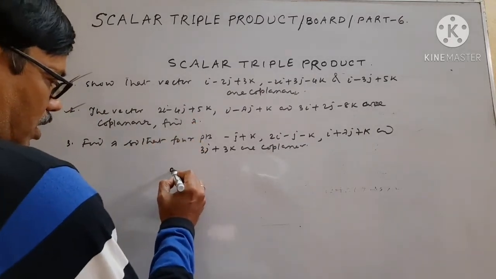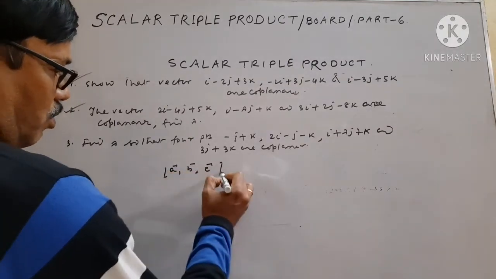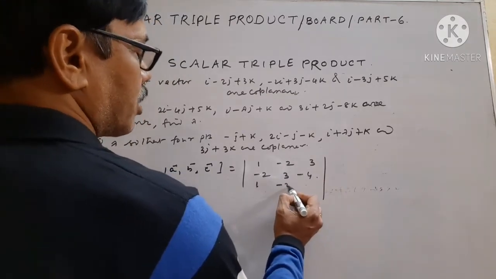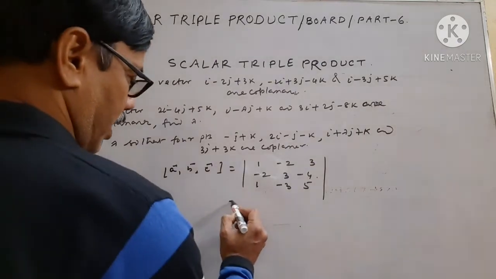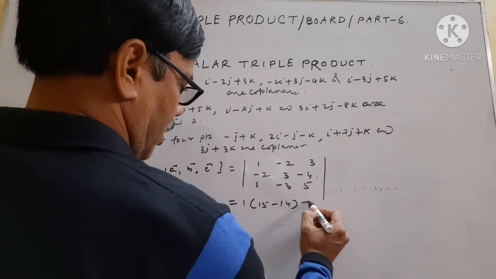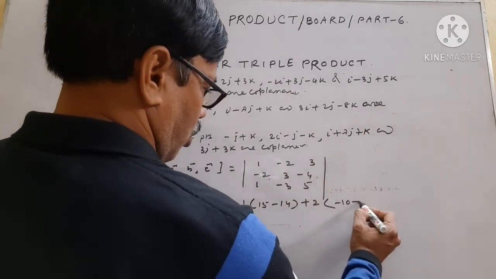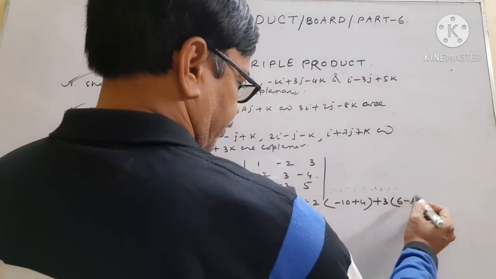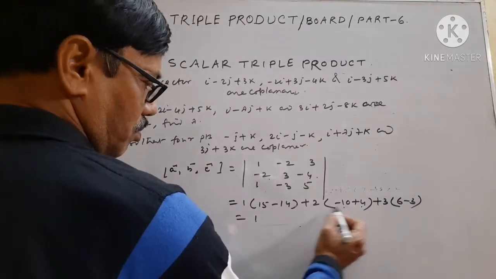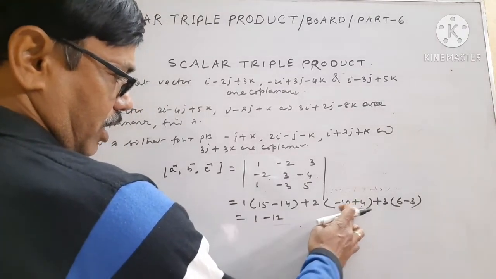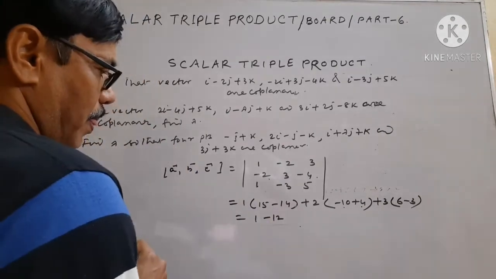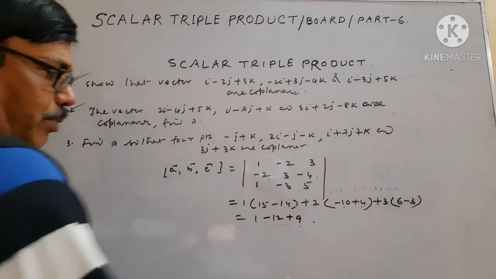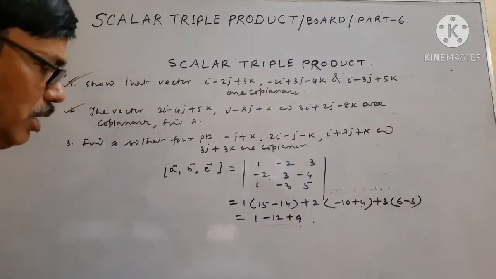So consider problem number 1. We find the volume of the parallelepiped, box ABC: 1, minus 2, 3; minus 2, 3, minus 4; 1, minus 3, 5. Now if we expand, we get 1 into (15 minus 12), plus 2 into (minus 10 plus 4), plus 3 into (6 minus 3). So this is not 0.